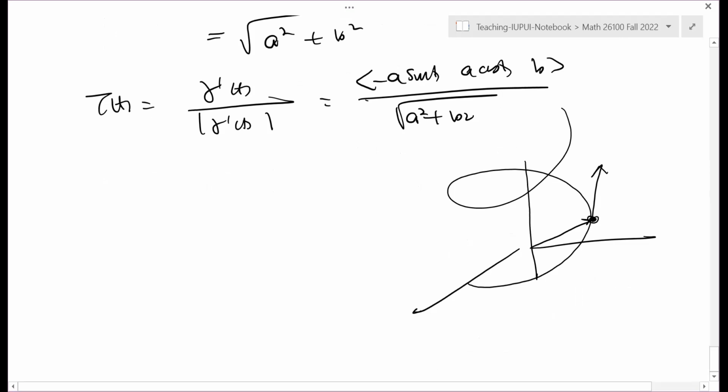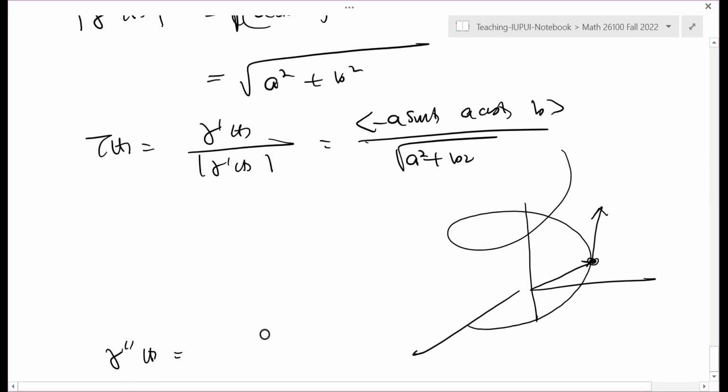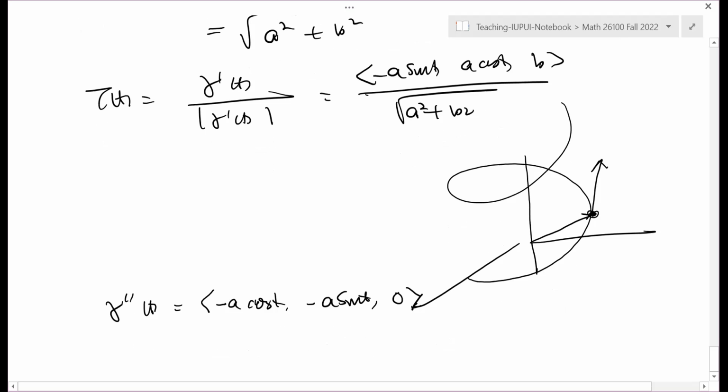So if we want to find the second derivative, we will get negative A cosine T, negative A sine T, and 0. So the second derivative is horizontal. So this is gamma prime and this is gamma double prime.